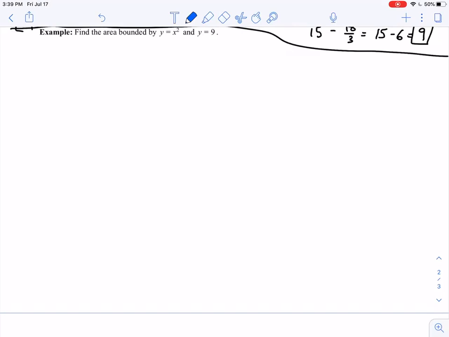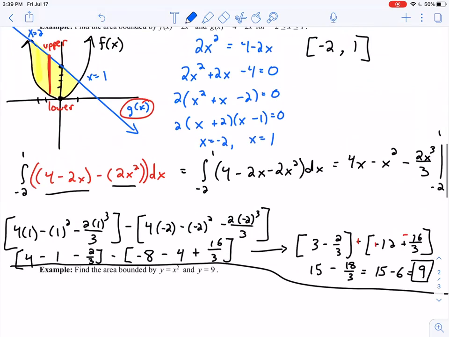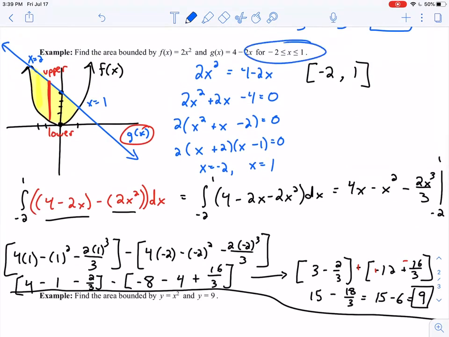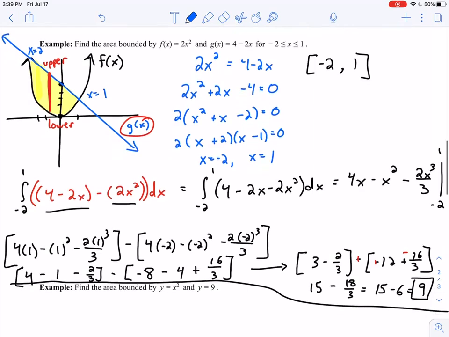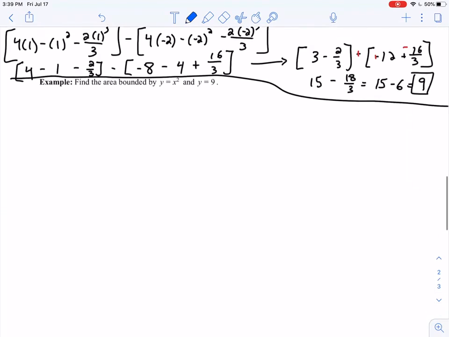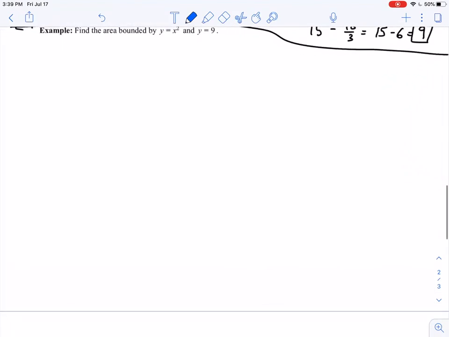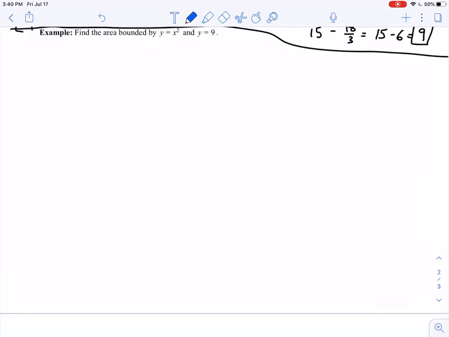Hopefully you look at this problem and it's a little bit different from the last one that we did. It's a little bit different because we don't have an interval to work with. They're not giving us an interval. So that means that we're going to have a little bit more work to do. So I'm going to graph these two functions first just to get an idea of what they look like.